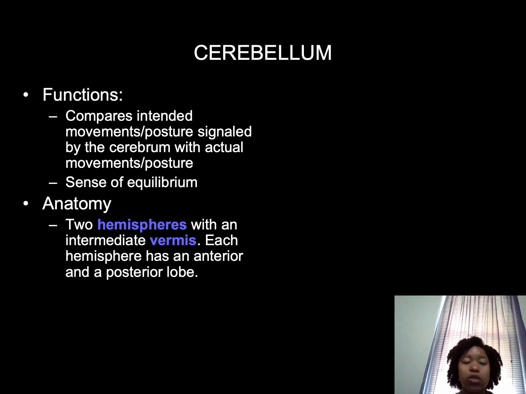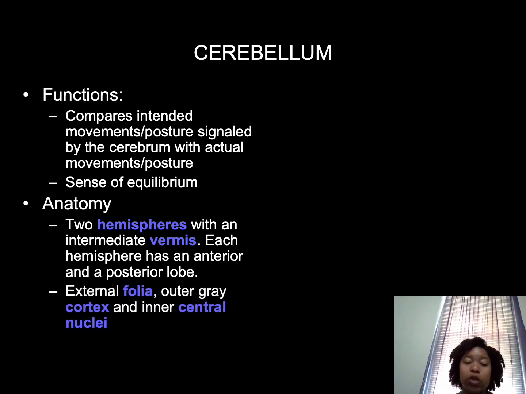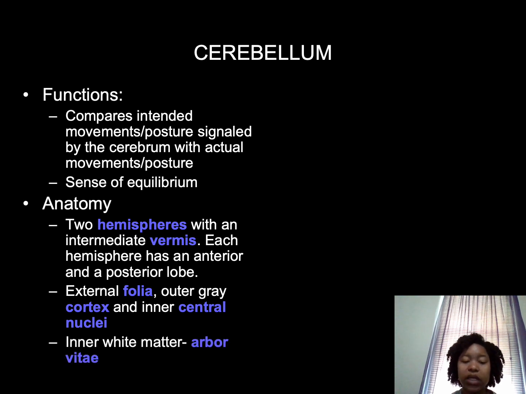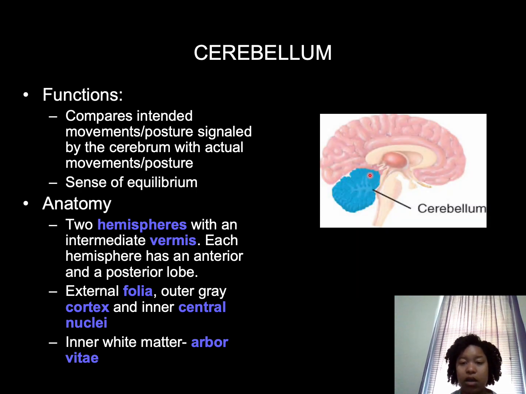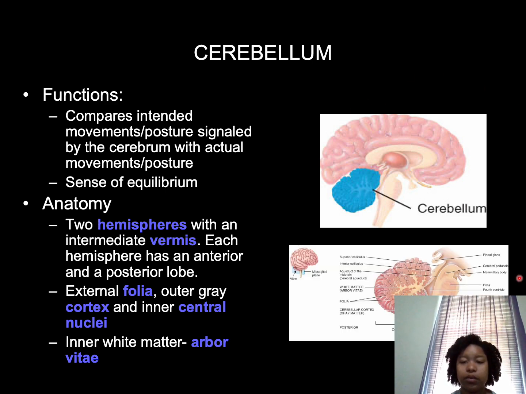As far as anatomy goes, the cerebellum has two hemispheres with an intermediate vermis. And so each hemisphere has an anterior and a posterior lobe. There are also external folia, and then it's got an outer gray cortex and inner central nuclei. And inside, it's the white matter, that's the arbor vitae. And so there's your cerebellum, like we were saying, it's kind of the cute little bulb on the back of the brain behind the cerebrum. And there's a better image of it so you can see it labeled with all of its different parts.